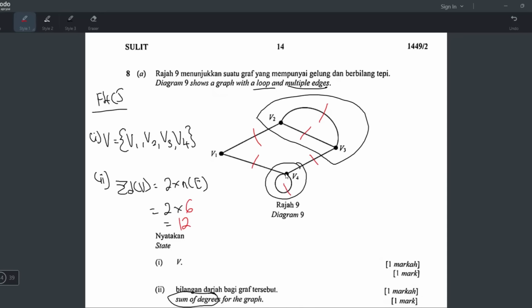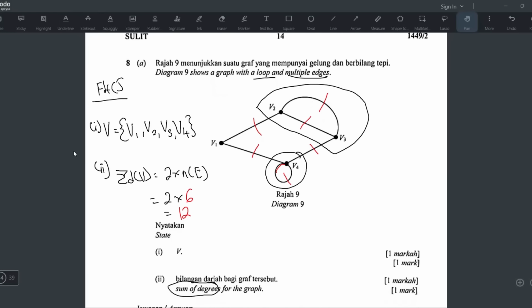Okay. So for loops, when we want to count edges, we only count 1. But if you want to count degree for a loop, we count it as 2, because degree means how many lines are connected to that vertex. So it's considered 2 degrees. But when we count how many edges for a loop, we only count 1. So this is the answer. Okay, if you don't want to do it this way, this is the fast way to do it, right?